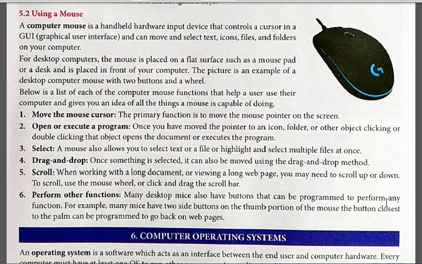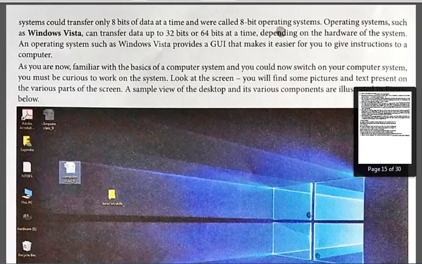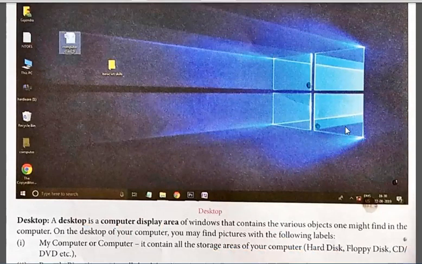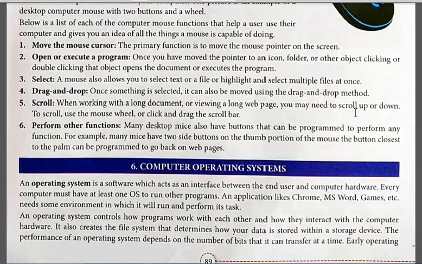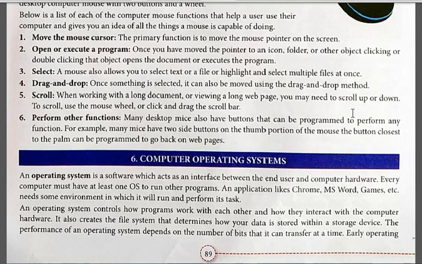The next topic is the computer operating system. So what is an operating system? An operating system is software. It is actually defined as an interface between the user and the computer system.